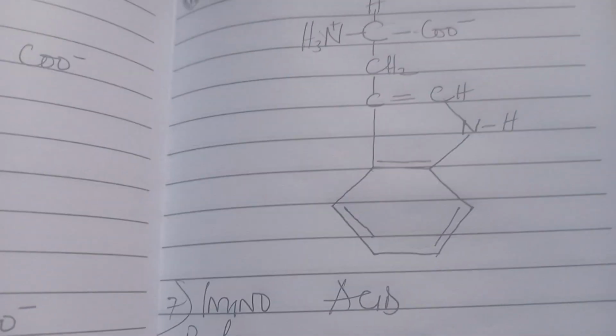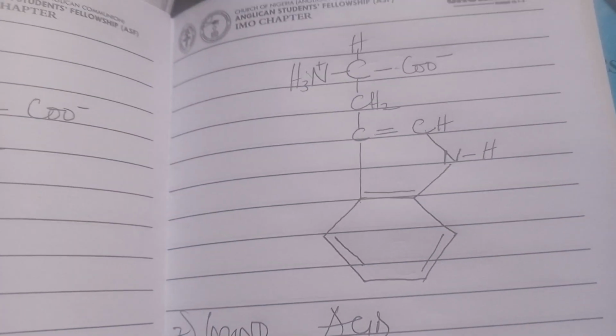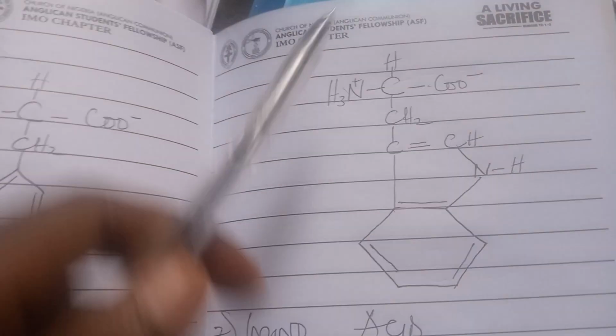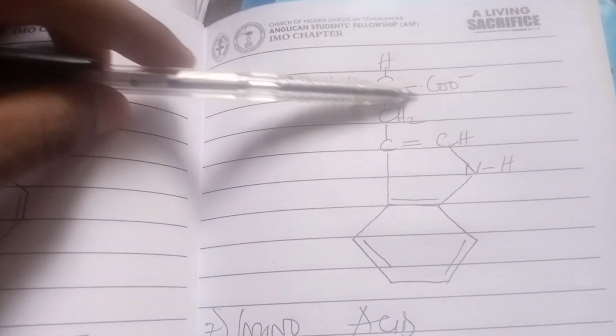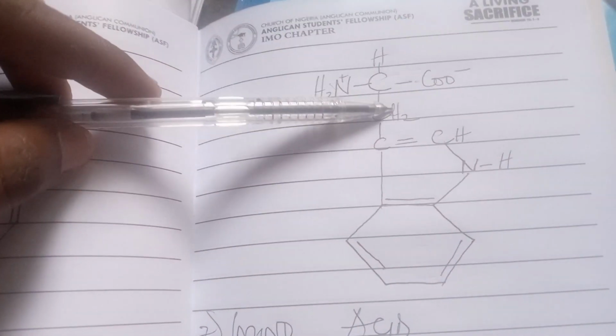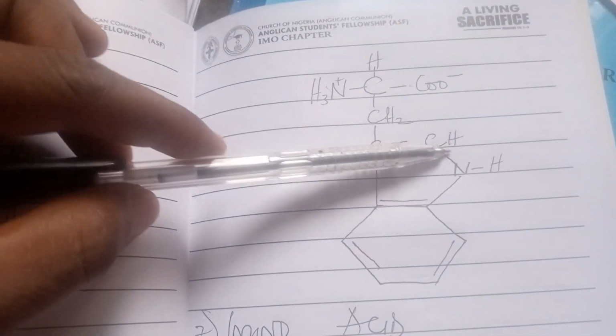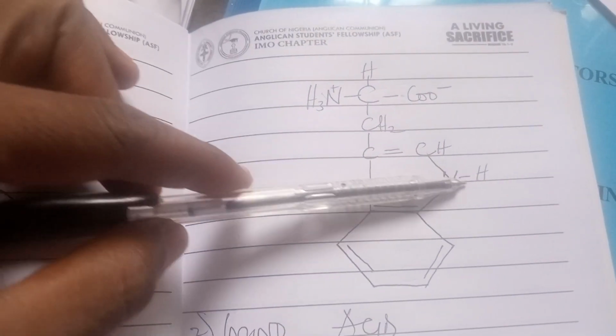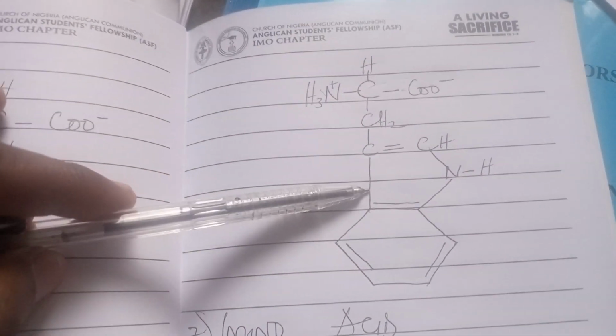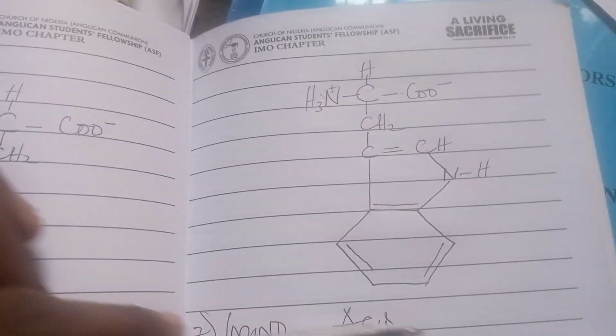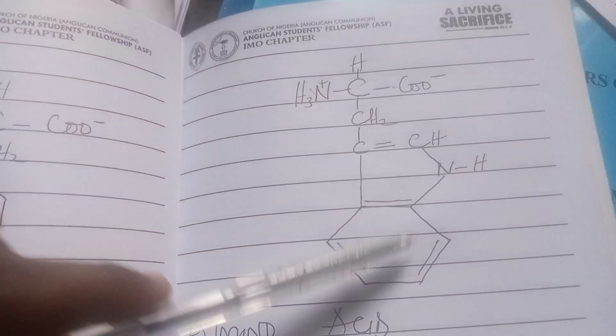Now the last one there is tryptophan. This is a little bit complex, but what you have to do is just understand it. You introduce the amino acid structure, and then you add CH2, carbon double bond CH. Now the CH leads to this what? NH. Then you form what? An aromatic chain here, and then the general aromatic chain here. So this is it.